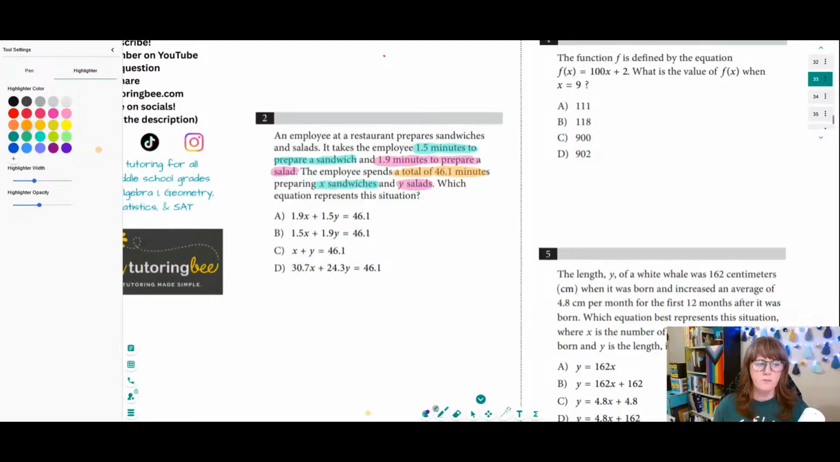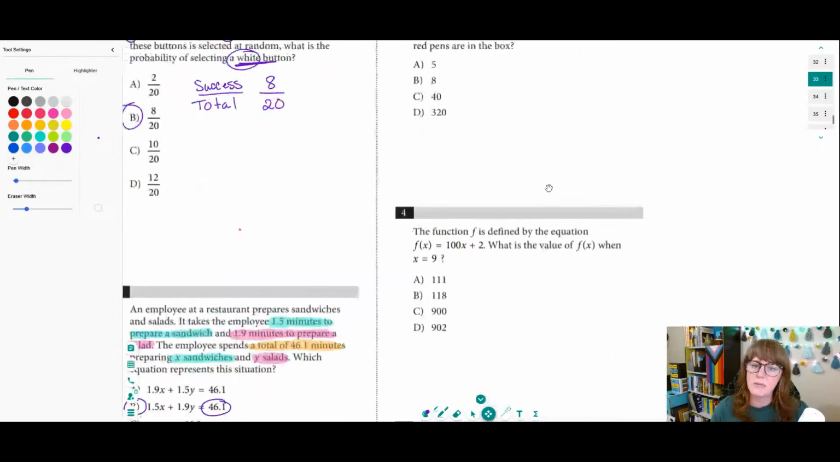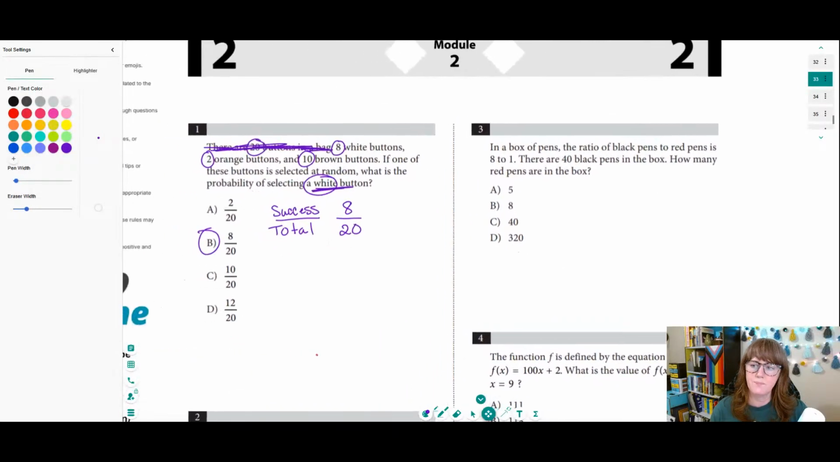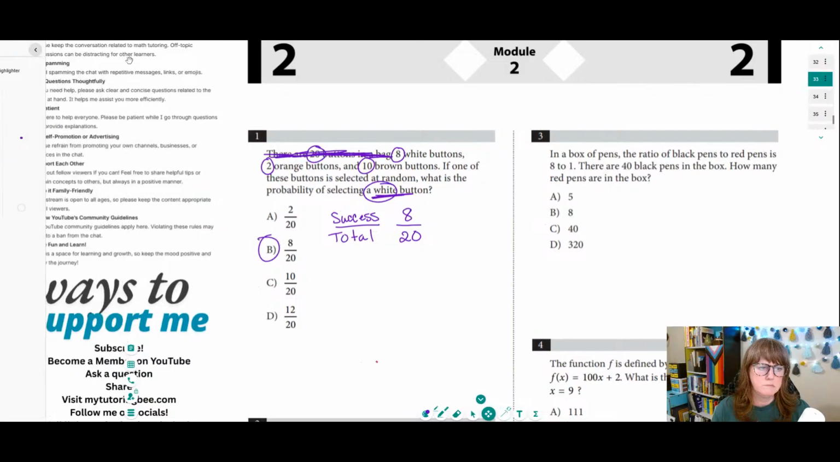So what I'm looking for in our answer choices is that 1.5 multiplied times the X and the 1.9 multiplied times the Y, and then those 2 amounts added together. So I see that right here in solution B, the 1.5 times X plus the 1.9 Y, and then that does equal their total time of 46.1 minutes. Okay, so B would be the correct solution for that one. Let's go do that like that.